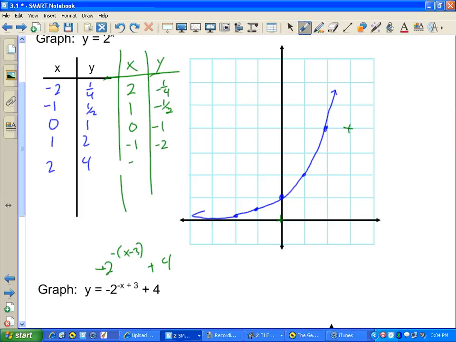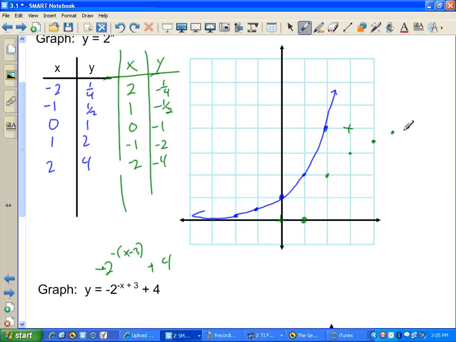Oh, -2 here. So from my start point, I'm going to go to the right 2, down a fourth. I'm going to go right 1, down a half. I'm going to go none and down 1. I'm going to go left 1 and down 2, left 2 and down 4.